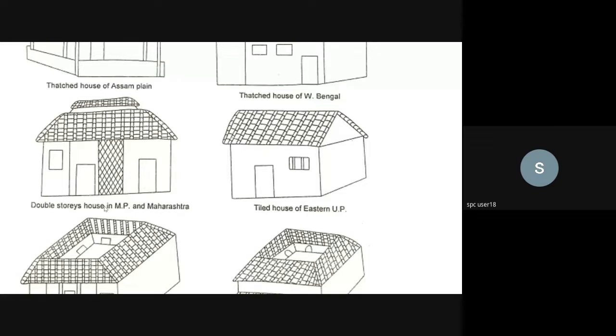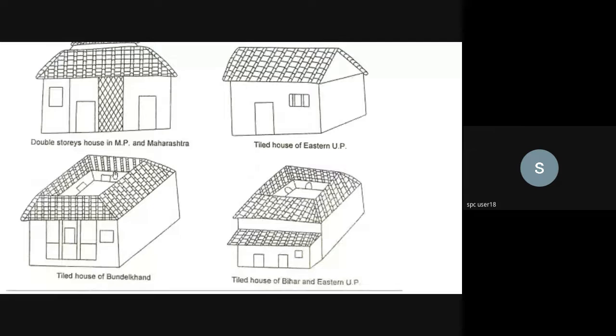You would use it as a storage area, and if the main place is buzzing with people, then the women would go to this particular area to have a short afternoon nap. So these are double-storied houses, and you'll find them in Maharashtra and Madhya Pradesh. Not exclusively, but this is the pattern they have shown.